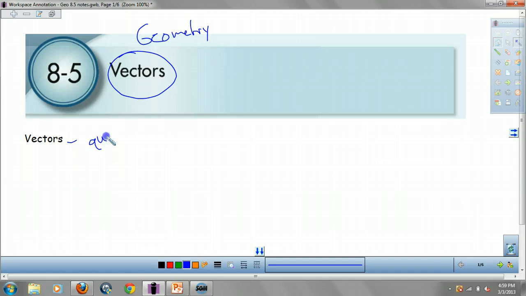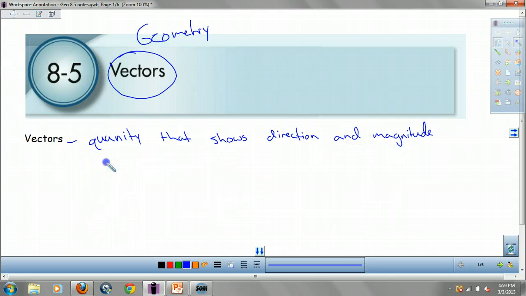That's a quantity that shows a direction and a magnitude. Okay, so this is your good old XY plane. And if you had a plane, they look something like this. They have a magnitude, which is a fancy word for length. They have a direction. You know, this one's going this way. Okay?